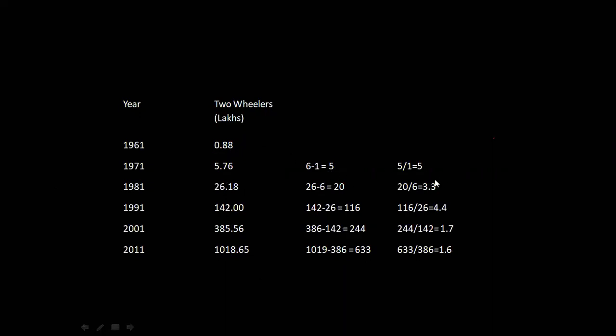And finally, we have to calculate the formula, that is, the changes in the decades divided by the previous decade's data. Here 5 is the change divided by the previous data, which is 1. So 5 divided by 1, you all know that it will be 5. And I'm not multiplying with 100 in order to avoid complications. Moving on to the next one, 20 divided by 6, it will be 3.3. So 116 divided by 26, it will be 4.4.